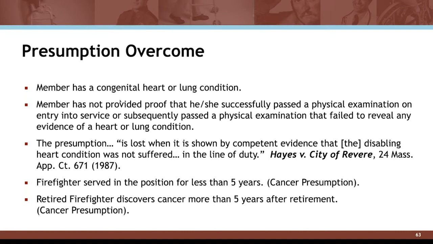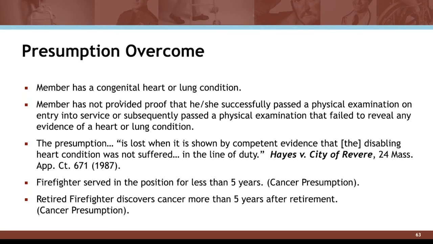Another reason why it can be remanded is if there is competent evidence that the disabling condition was not suffered in the line of duty. Okay, most often it's, as I said, when the applicant is diagnosed with a congenital condition, but sometimes it's if there are numerous risk factors at play here. For example, if there's a smoking history, if there's a family history of a condition, if there's obesity, if there's diabetes, things that would make that person more prone to a heart condition, let's say. Generally, PERAC does not opine on such things, and we take the medical panel's opinion on such things.